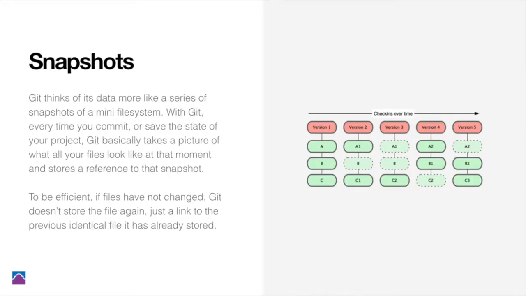Here's a little screenshot of what snapshots are. Git thinks of its data like a series of snapshots of a mini file system. Every time you commit or save the state of your project, Git basically takes a picture of what all of your files look like at that moment and stores a reference to that snapshot. To be efficient, if files have not changed, Git does not store those files again. It just links to the previous identical file it has already stored.